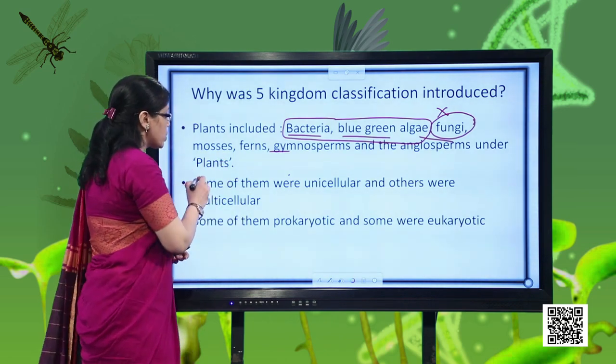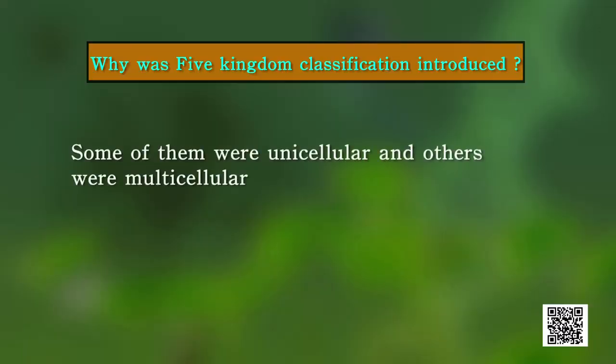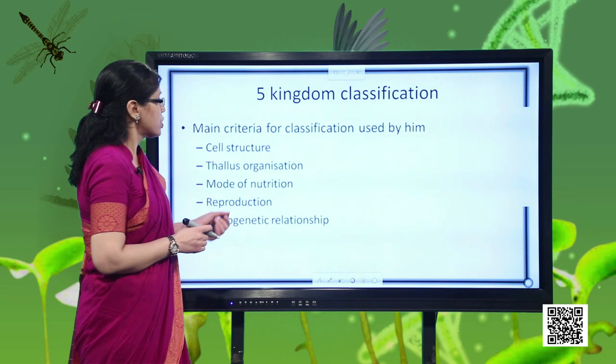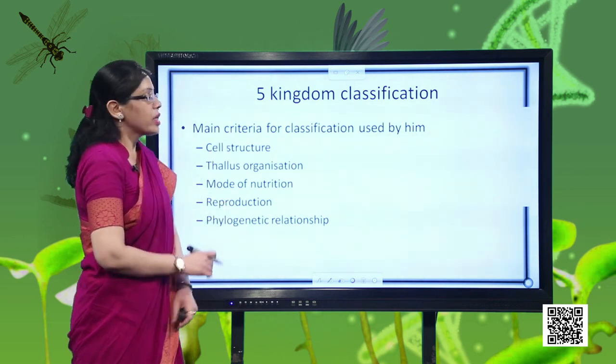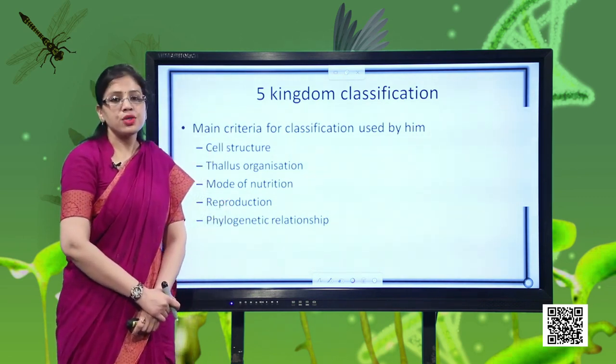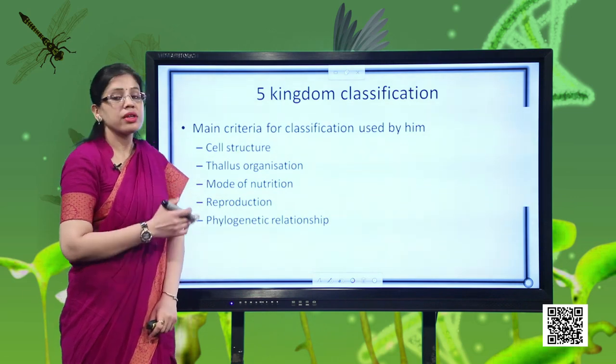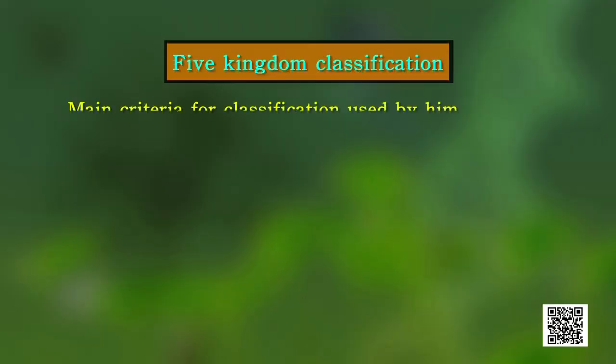Then similarly, we have also discussed that it is not justified to place the unicellular and multicellular organisms together, and this also we have discussed. So now shifting to the next portion. So criteria, now let's discuss what all criteria R.H. Whittaker had used for his 5-kingdom classification. For his 5-kingdom classification, he has used these main points.